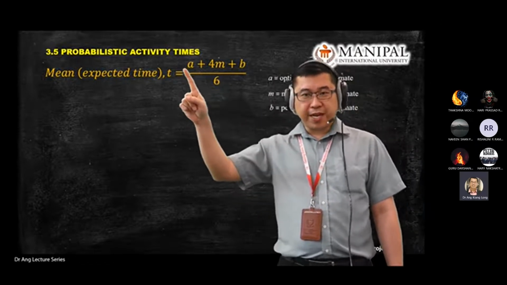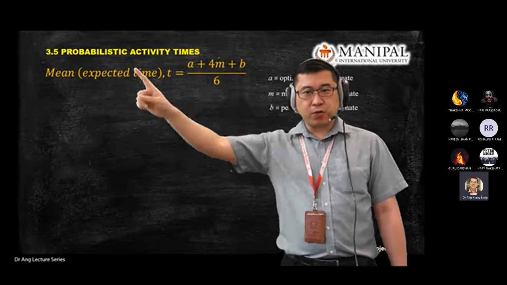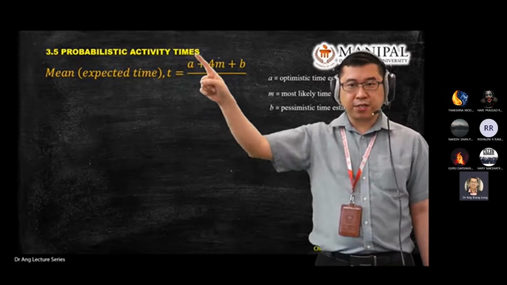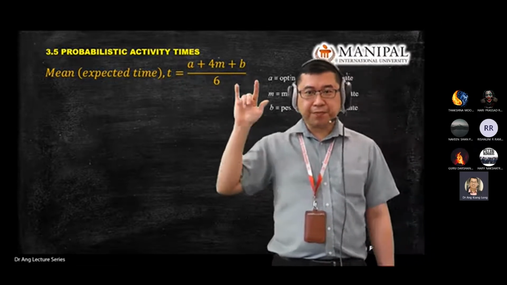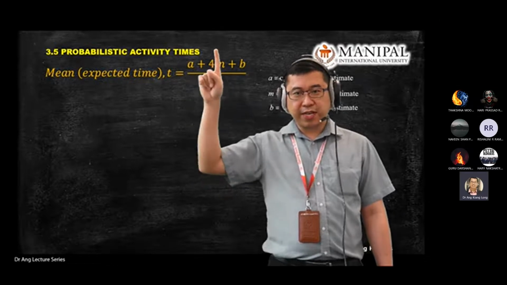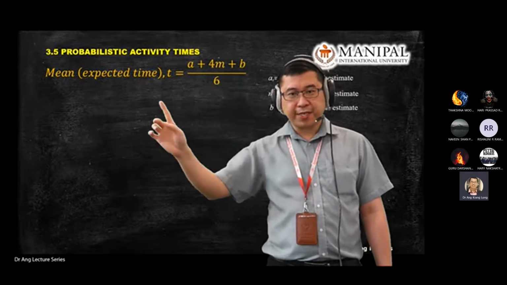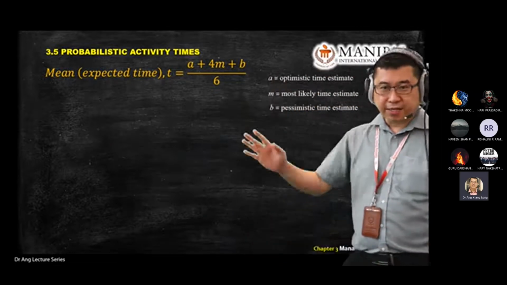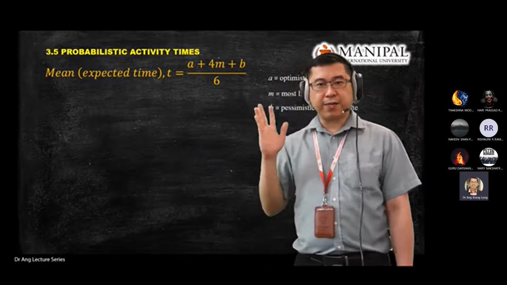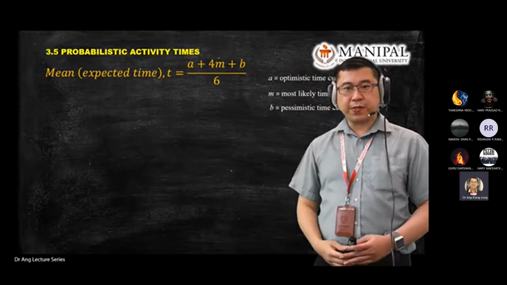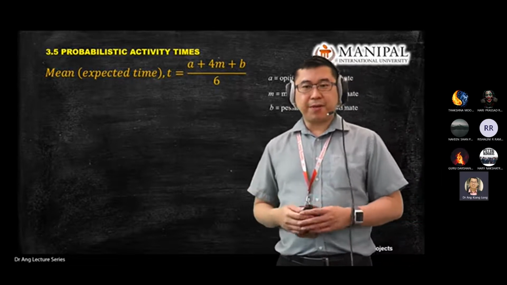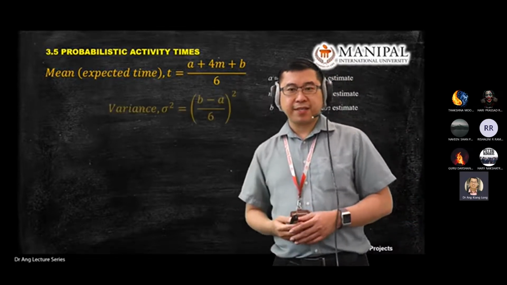So you have A plus 4M plus B. You want to find a mean. So how many times do you have in the sample here? You have 6 items here: 1, 4, 1. So in total you have 6 times above. You divide by 6, you get the mean. For PRT analysis or network, this is the first equation that we use. Quite direct, just remember and apply.